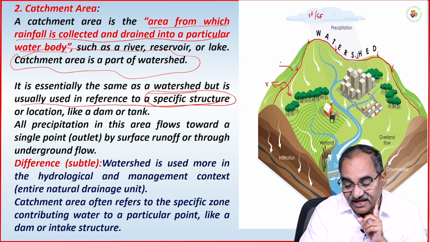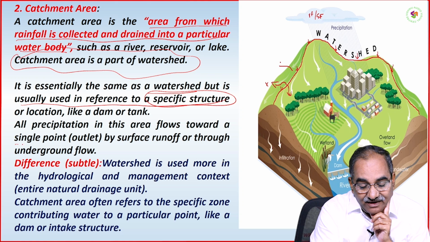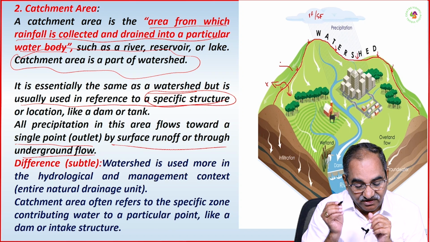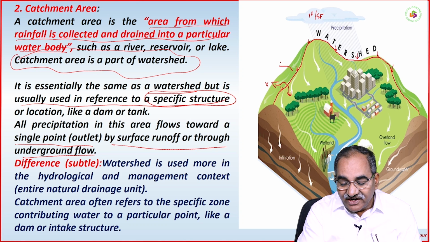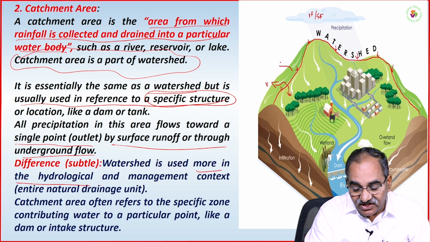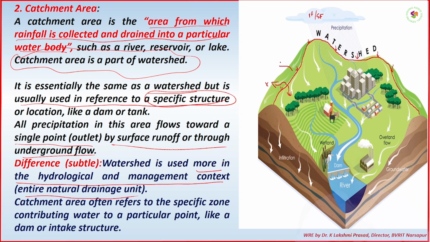All precipitation in this area flows toward a single point by surface runoff or through underground flow. What is the difference? Watershed is used more in the hydrological and management context. That means the entire drainage unit is taken as one, whereas catchment area often refers to a specific zone contributing water at a particular point like a dam. Suppose this red line, if you take it, this is all basically the ridge line. So this total area is what we call a watershed.